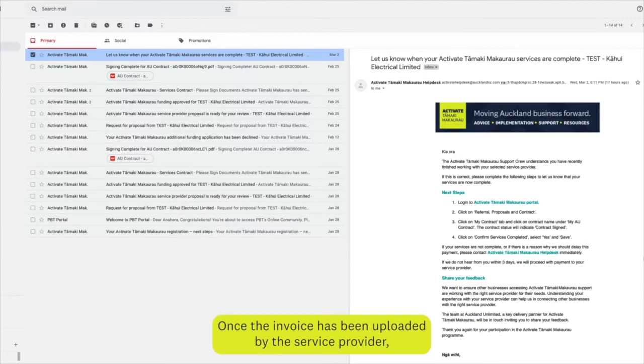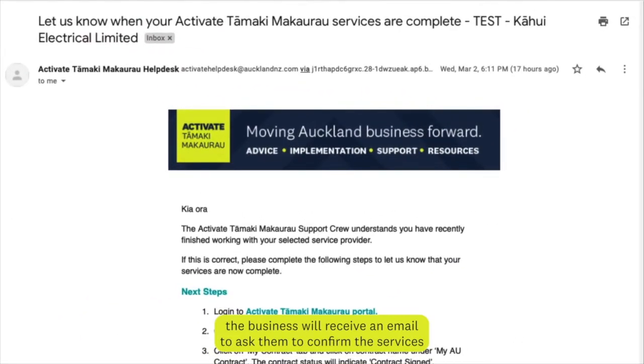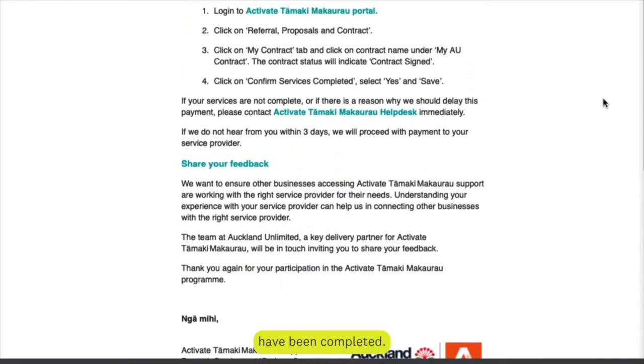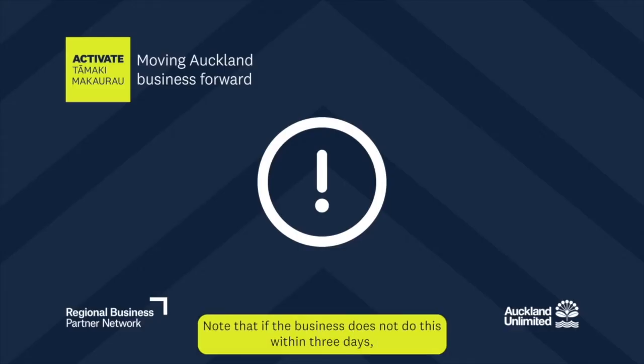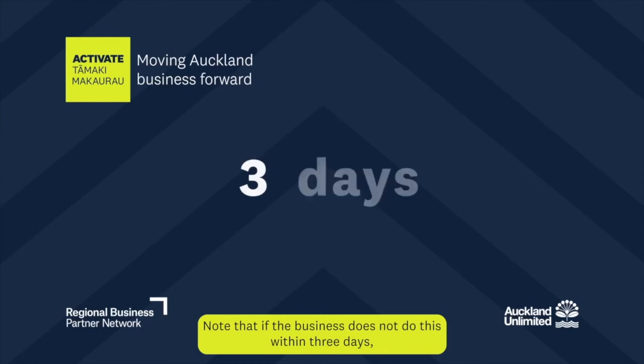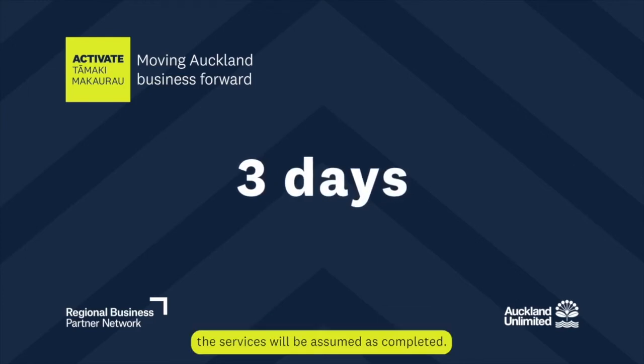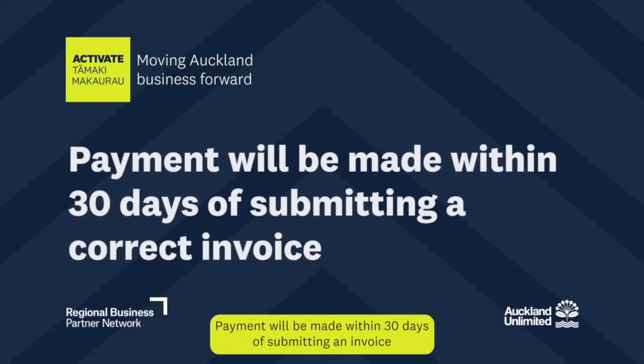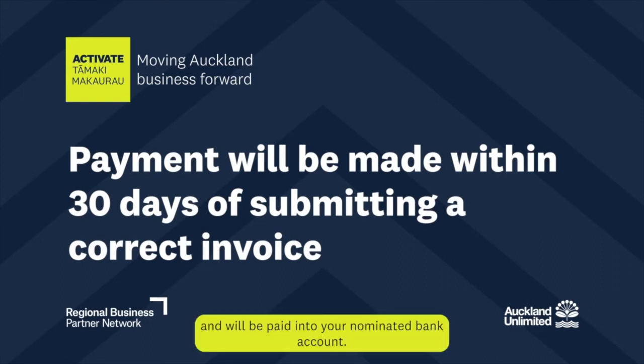Once the invoice has been uploaded by the service provider, the business will receive an email to ask them to confirm the services have been completed. Note that if the business does not do this within 3 days, the services will be assumed as completed. Payment will be made within 30 days of submitting an invoice and will be paid into your nominated bank account.